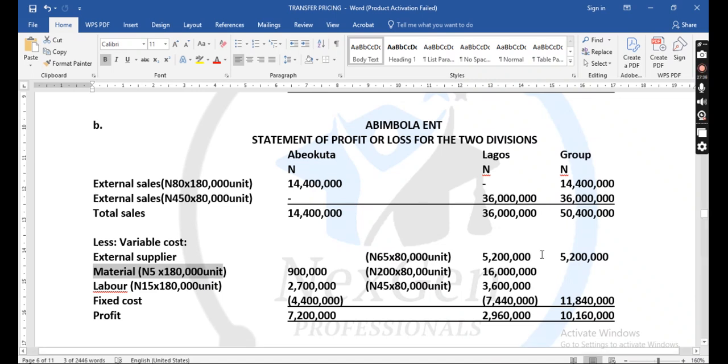So what do you have here? 16 plus 900, what do you have? 16,900,000. So what is the total? 6,300,000.